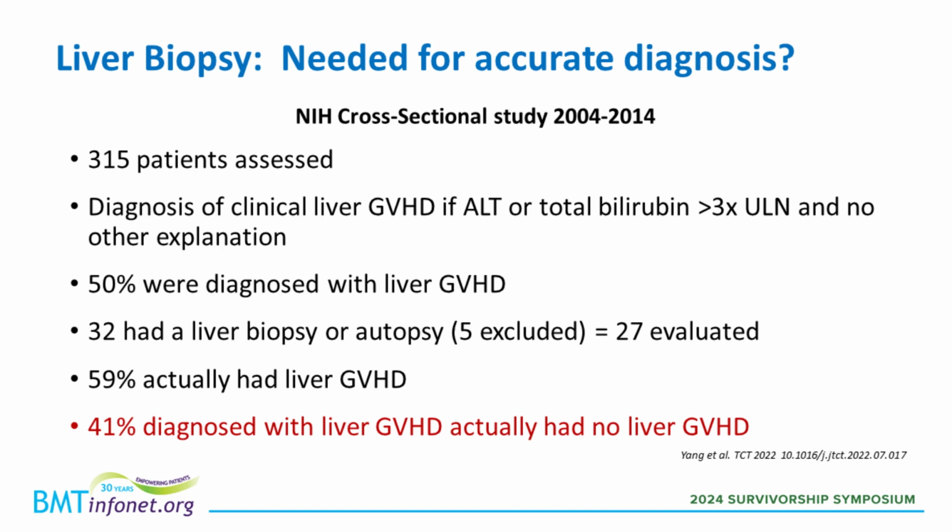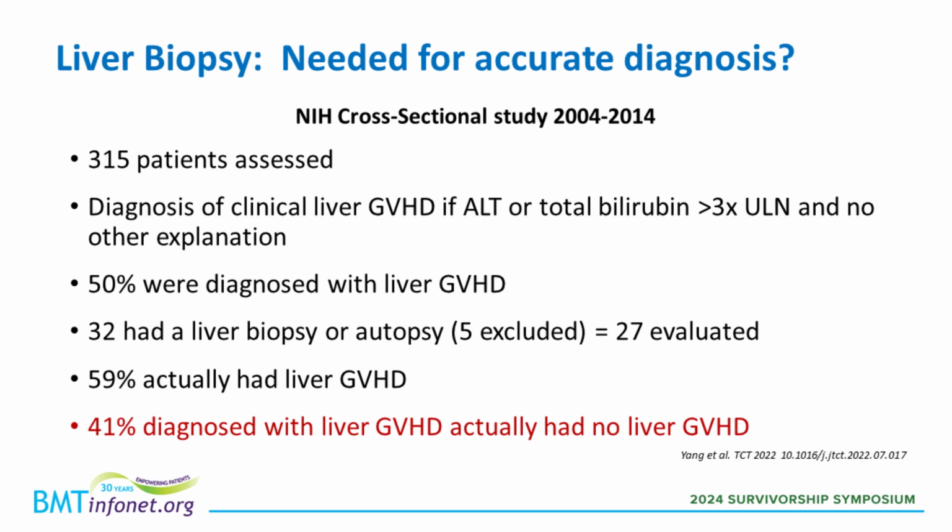Despite its utility and its helpfulness to narrow or confirm the diagnosis, oftentimes getting a liver biopsy is deferred or delayed or not done just due to the perception that there's an increased risk of bleeding or complications that make it not worth the benefit of getting that biopsy. But an NIH cross-sectional study that they published last year looked at 315 patients that were diagnosed clinically with liver GVHD just based off of lab values alone.